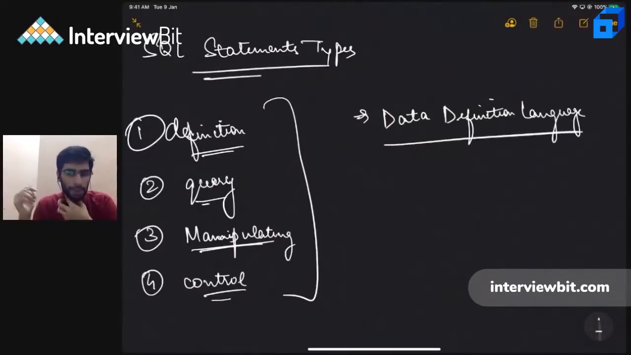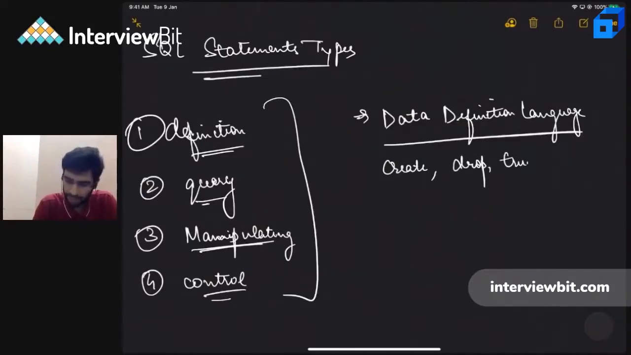These statements allow you to define how my data is going to look like. These statements are create, drop, and so on. I should note that truncate is not actually a data definition language statement. Then the second thing can be query.